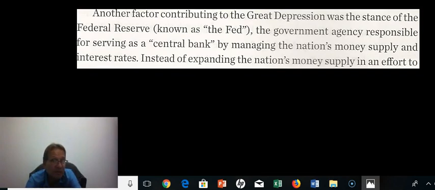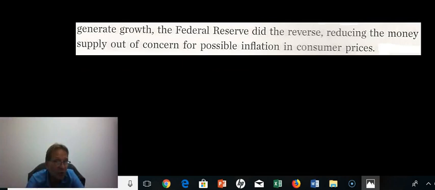Another factor contributing to the Great Depression was the stance of the Federal Reserve, the Fed, the government agency responsible for serving as the central bank by managing the nation's money supply and interest rates. Instead of expanding the nation's money supply, which is common practice in recessions in an effort to generate growth, you've got to put more dollars in circulation. You have to inflate the currency in order to try to stimulate demand.